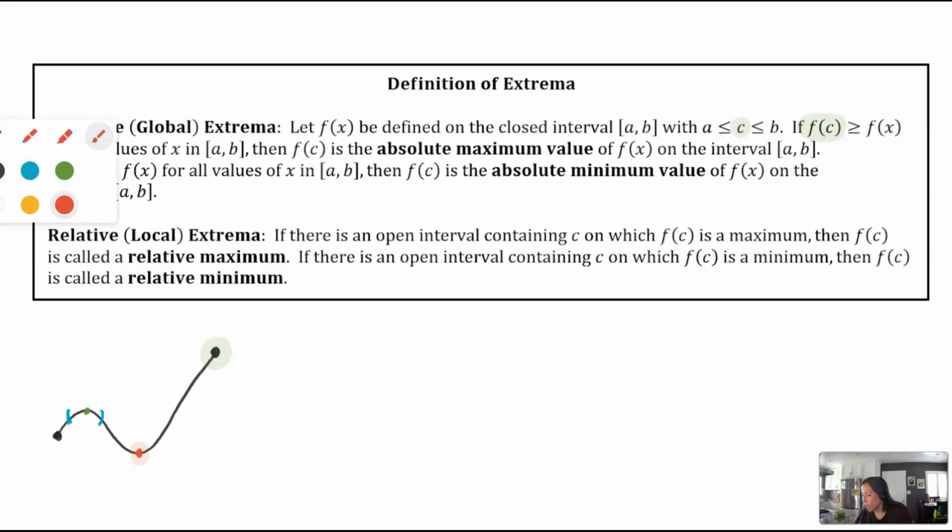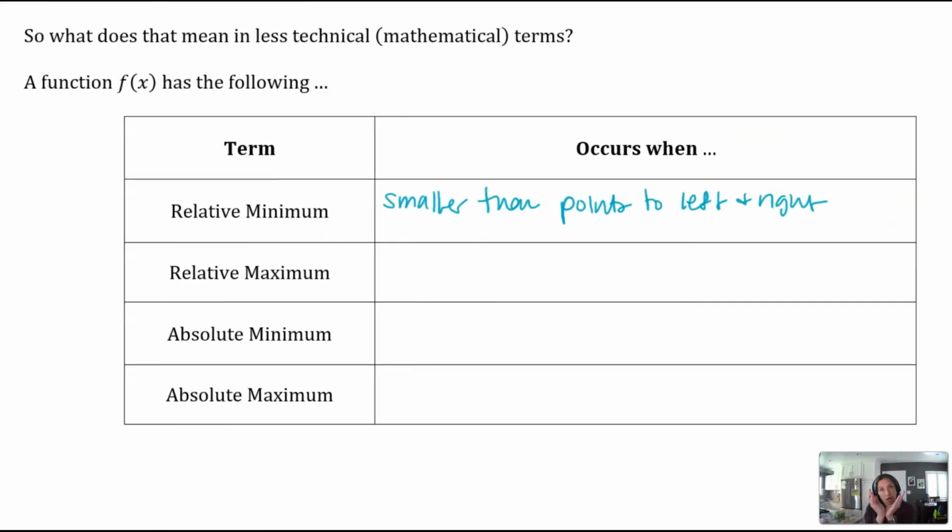That local minimum, it happens and it has to happen when my actual function goes from being decreasing to increasing. That's the only way for this to occur, right? To have a local minimum. So we could even write that. When f goes from decreasing to increasing.